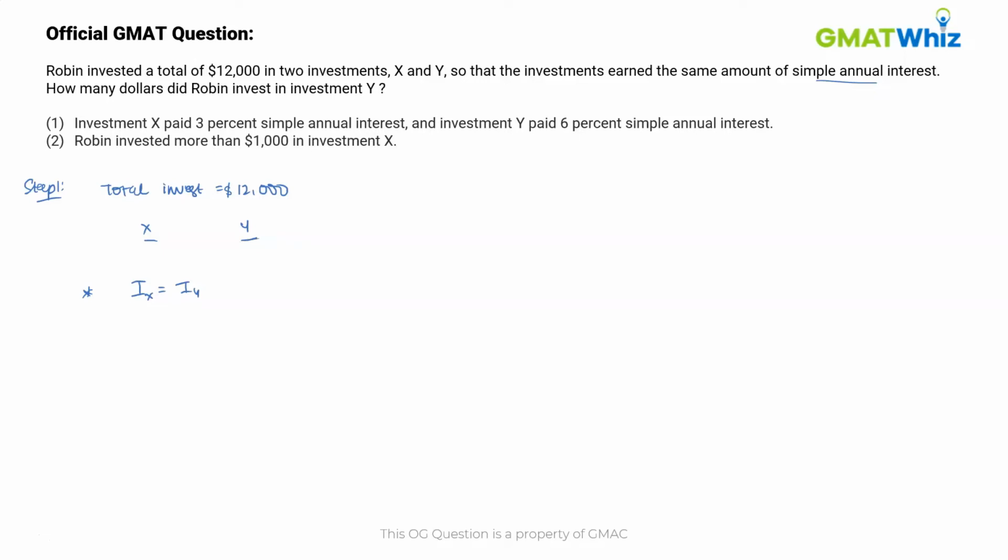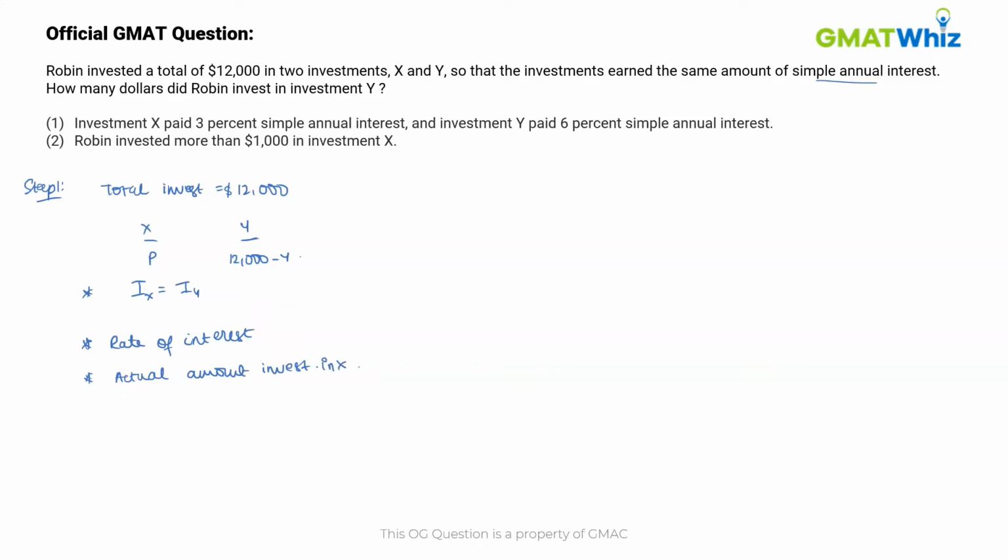Now, since there is no variable given in the question stem about the investment in X and Y, let's invest P dollars in X. Then, the amount that he invested in Y will be equal to 12,000 minus P. Now, to find the value of the investment in Y, we need to know the rate of interest of X and Y, or we need to know the actual amount invested in X.